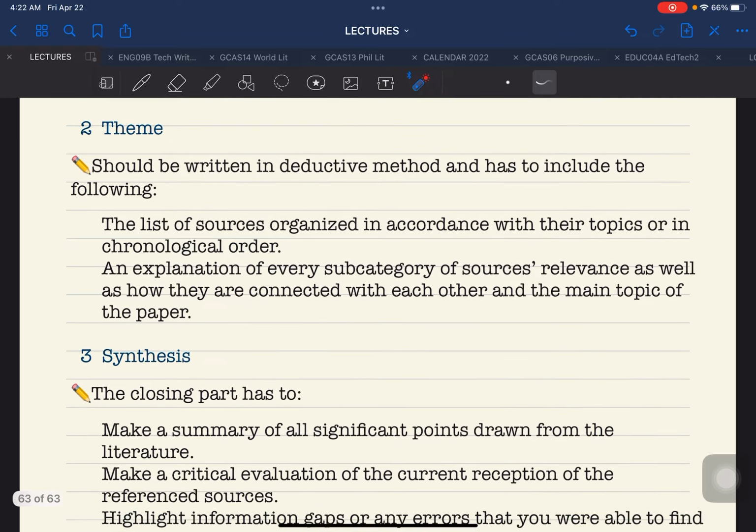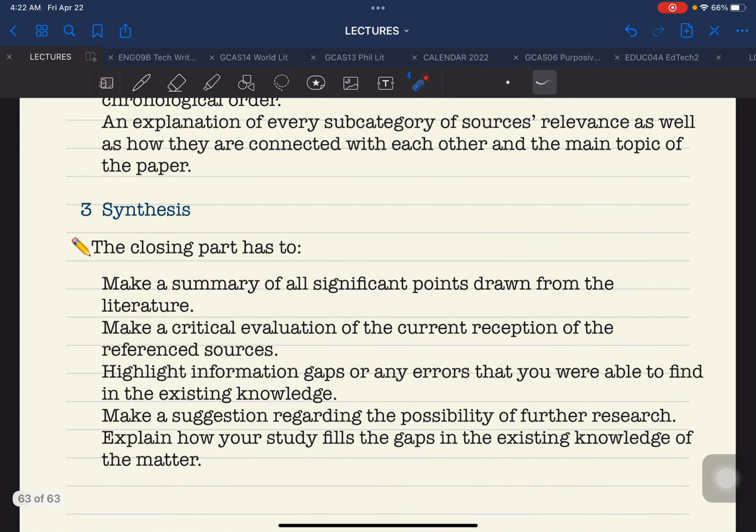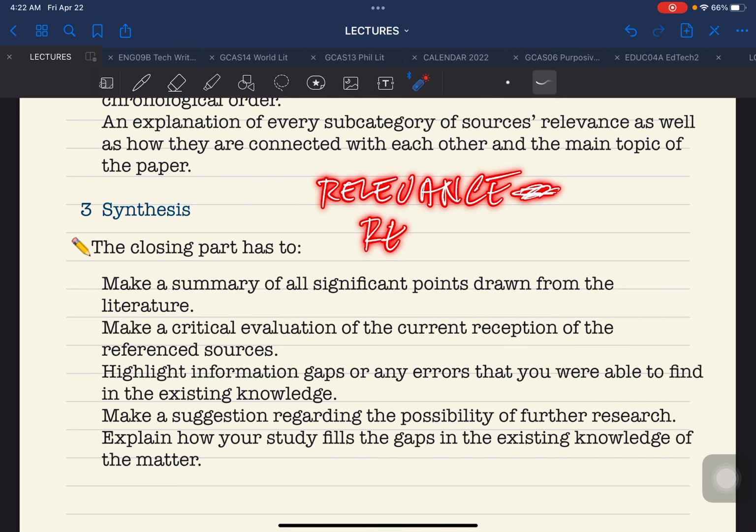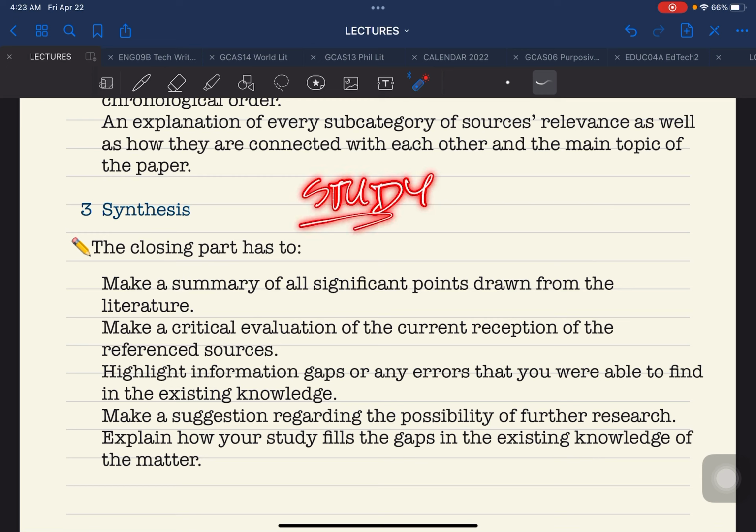The last part is already the synthesis of the paper. When we talk about synthesis, this is not just combining two variables, but also trying to cite the relevance. The relevance refers to how the variables are related to each other. So, in your study, you're trying to identify the reasons behind a particular issue.